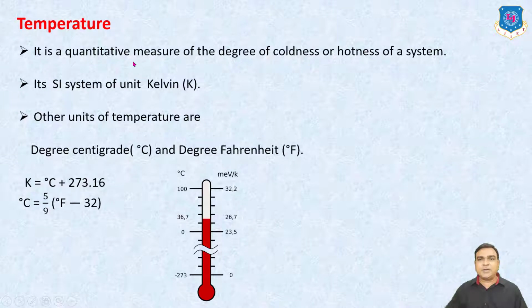Now what is temperature? It is a quantitative measure of the degree of coldness or hotness of a system. Its SI unit is Kelvin. Other units of temperature are degree centigrade or degree Fahrenheit. So the relation between Kelvin, centigrade, and Fahrenheit is like this.